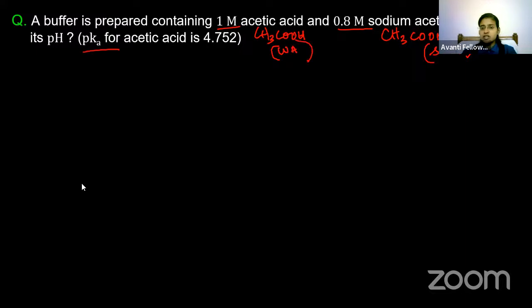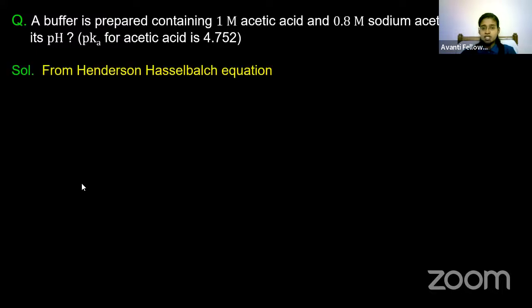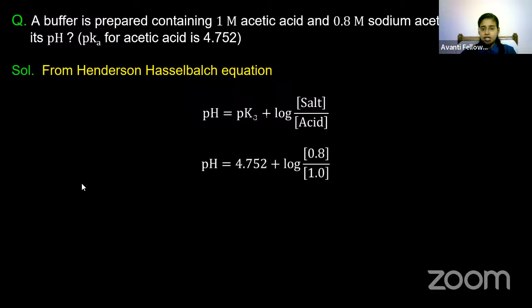pKa is also given. So how to approach this, students? Which equation will you use? Henderson-Hasselbalch equation, right? From the Henderson-Hasselbalch equation, we know that pH is equal to pKa plus log of the concentration of the salt divided by the concentration of the acid. The concentration of the salt is 0.8, the concentration of acid is 1 molar, and the pKa value for acetic acid is 4.75. So you have to do the calculation here.